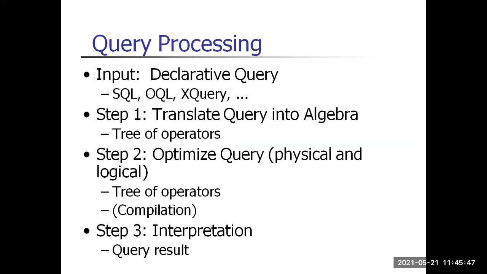Then optimizing the query, physical and logical both. So we need to optimize the query in both physical and logical terms. Then the trees of operators are there, which is the compilation part, and step 3 is the interpretation of the query result. So query processing software, anything can be used. Translate the query into algebra, so there is a term for translating the query into algebra.